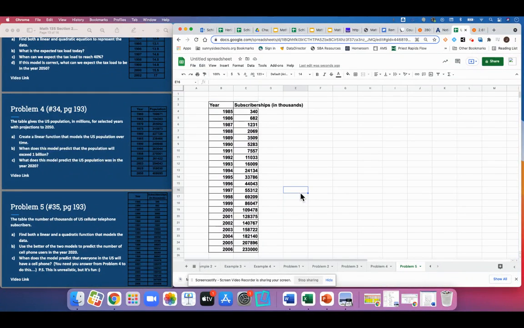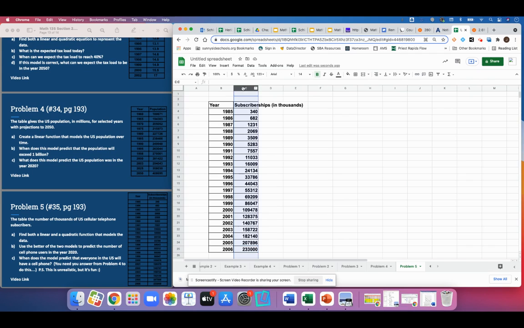Here with the last of these, everyone, we do have problem 5, and we are talking about the total number of thousands of U.S. cellular telephone subscribers. And so this is not U.S. Cellular, the company. This is just the number of people in the thousands that have cell phone subscriptions in the United States. So we're asked to find a linear and a quadratic model that represents the data.